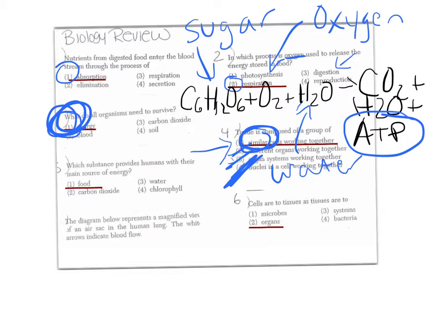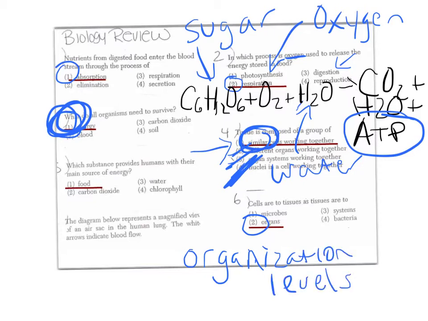Okay, so cells are to tissues as tissues are to organs. This is in the organization levels. This is in your packet. It tells you cells go to tissues, tissues go to organs, organ goes to organ system, etc., etc. Next page.